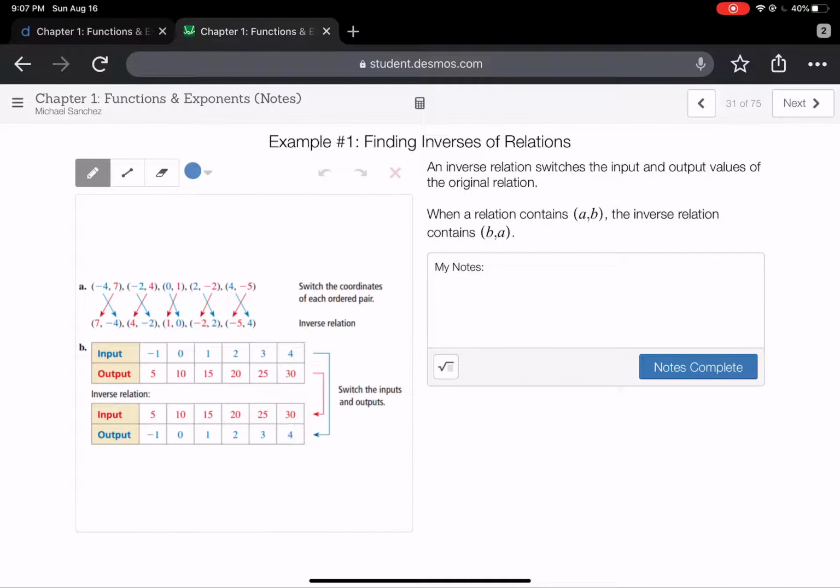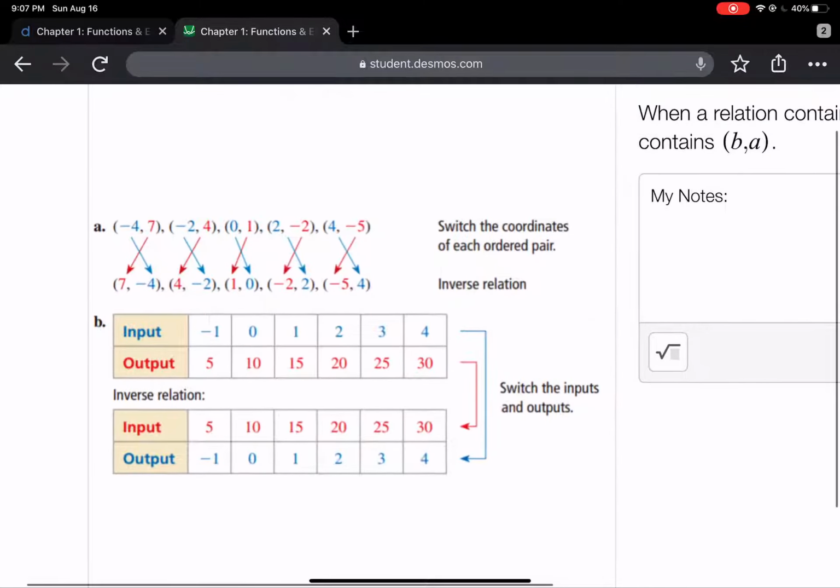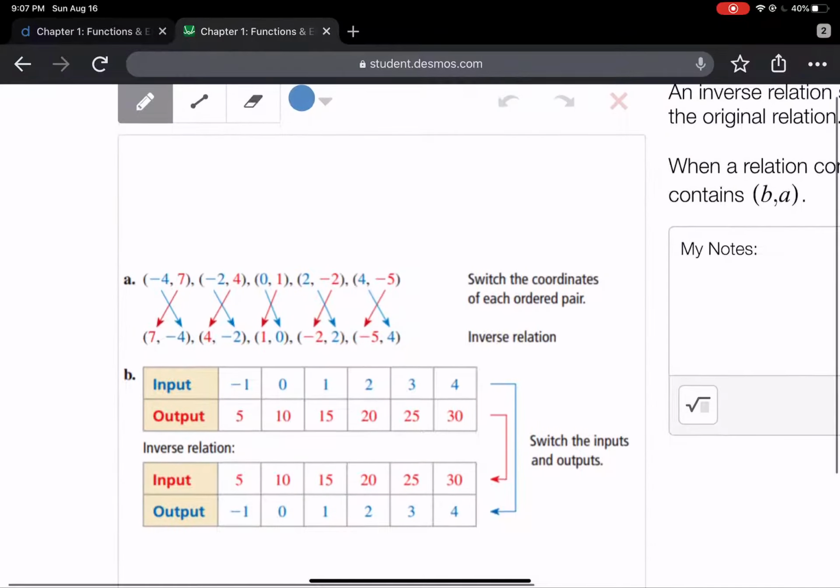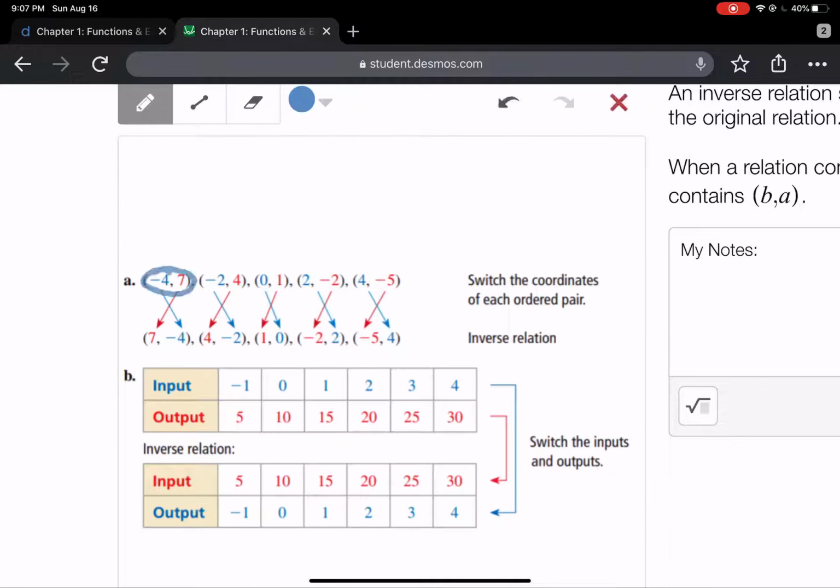All right, so example 1, here we have inverse relationships. An inverse relation switches the input and the output values of the original relation. When the relation contains (a, b), the inverse contains (b, a). So it's pretty simple. Here we have the ordered pair (-4, 7). The inverse relation of this ordered pair is (7, -4). All we're doing is switching the places of our ordered pairs.